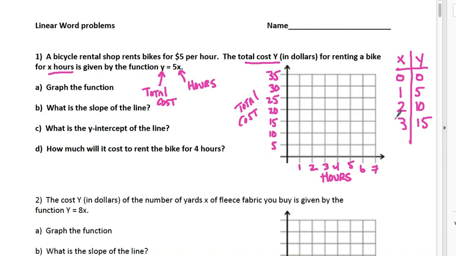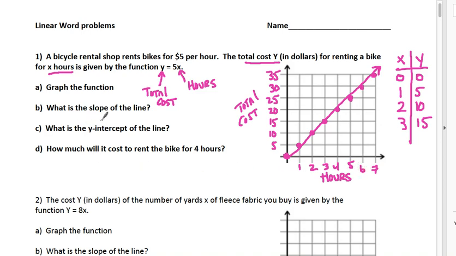Okay, so now if we start plotting this line, the point 0, 0 would be right here. Then we'd have the point 1, 5, so we'd go over 1, up to 5. Then the point 2, 10, go over 2, up to 10, 3, 15. And then you could see that the pattern is going to continue. And you can fill in the rest of those dots and put a line through them. All right, so that's part A.